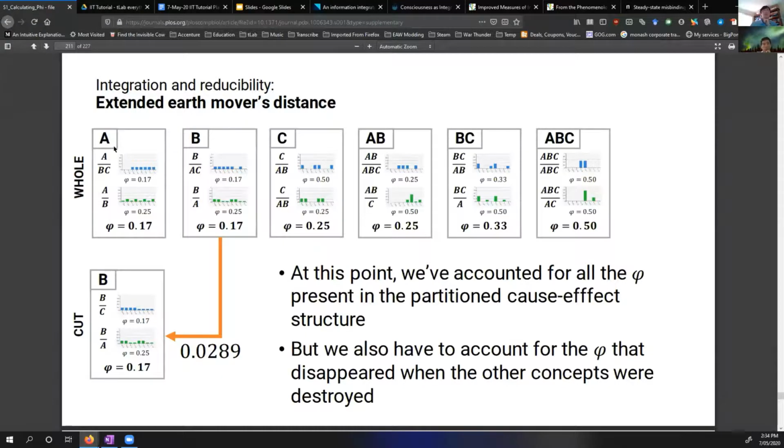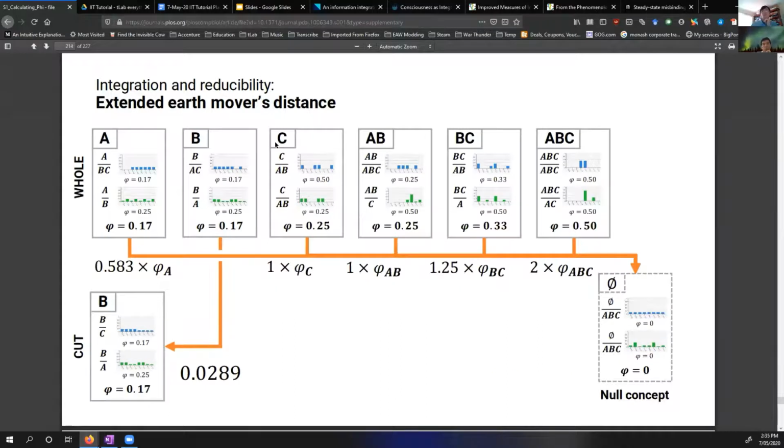But what happens to all these other concepts, A, C, AB, BC, and ABC? They don't exist after making the system level cut. So we compare them to the case where the probability distributions give no information to the system. So I think there's an illustration here. Yeah, so if you use these distributions, you'll always get an integrated information value of 0. So we want to move these concepts towards this null distribution here.